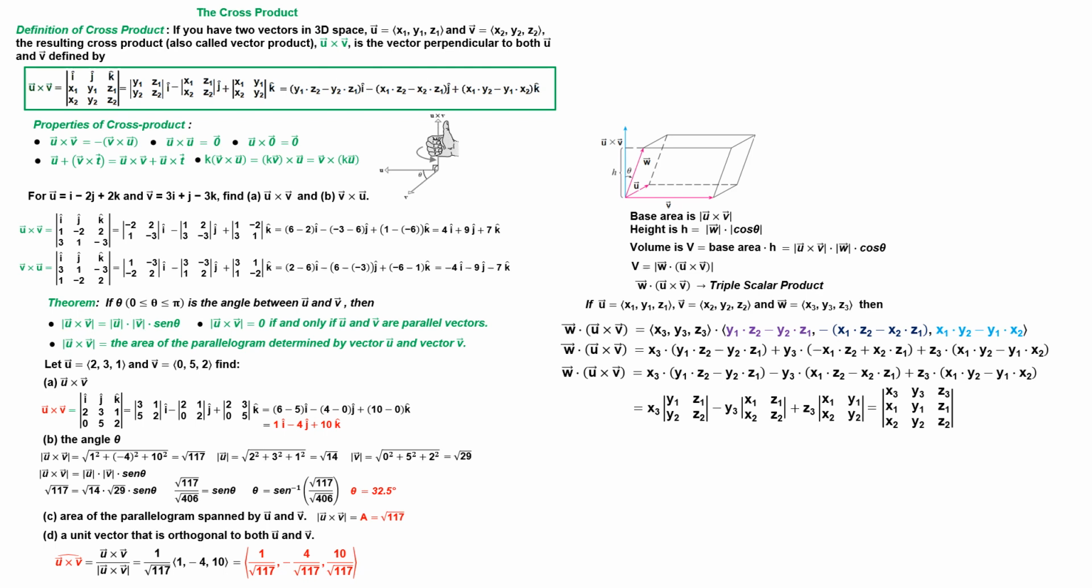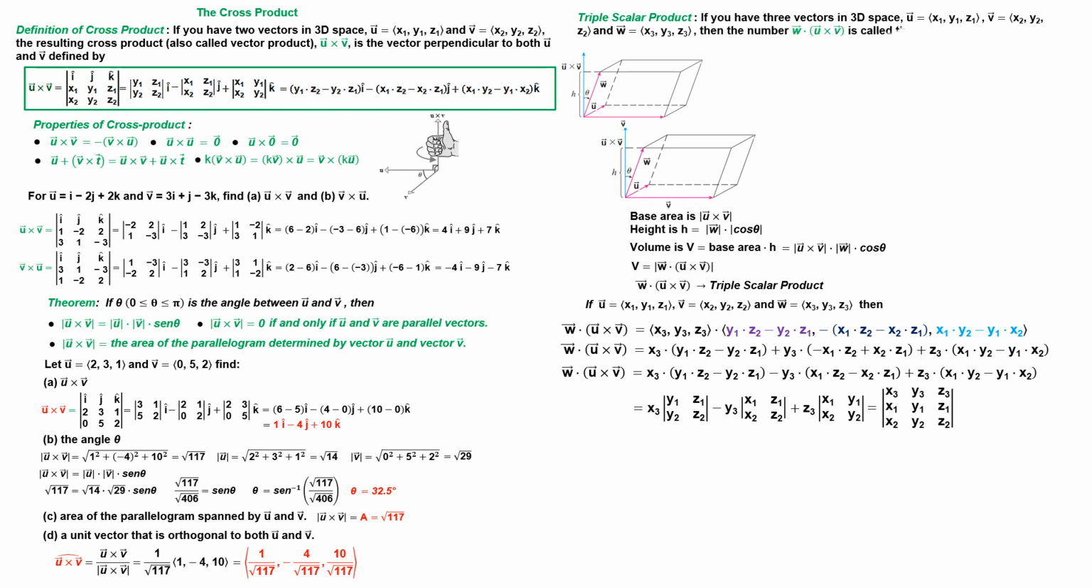Let u, v, and w be non-zero vectors in R3. Then the number expressed by the dot product of w and u cross v is called the triple scalar product. We can write the scalar triple product as a determinant. The volume V of a parallelepiped with vectors u, v, and w as adjacent edges is.